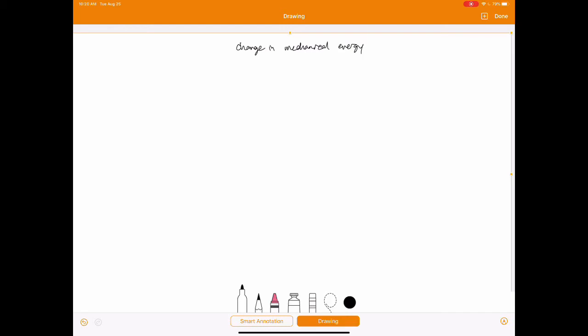So in other words, E is K plus U. So delta E, the change in mechanical energy, I should say, is delta K plus delta U. All right, so how do we write delta K? Well, that's going to be 1/2 mv final squared minus 1/2 mv initial squared. Delta U is going to be mg y final minus mg y initial.